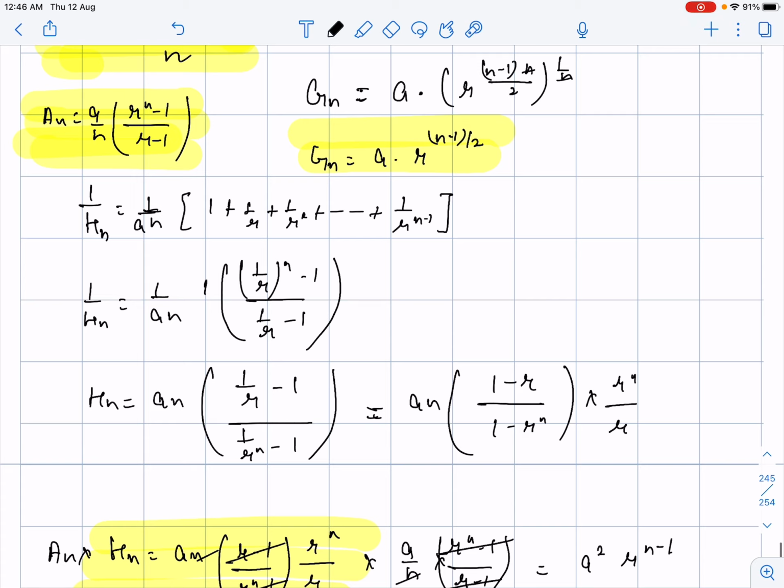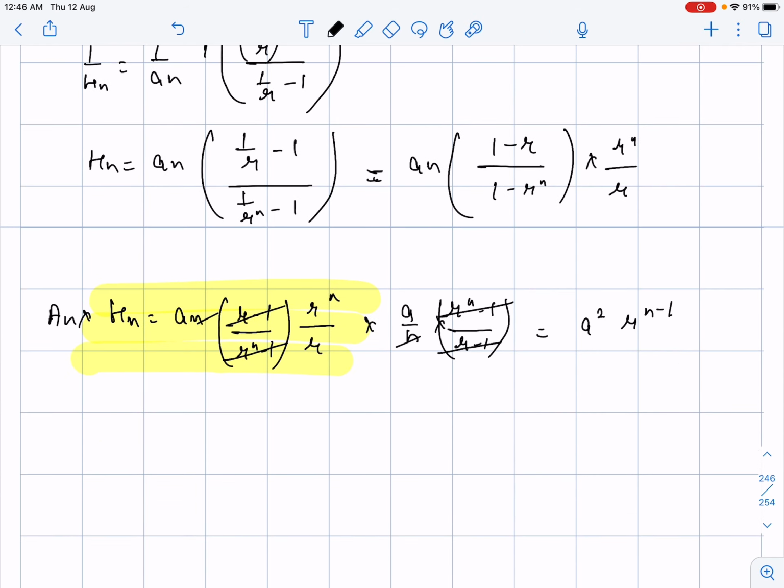And guys, we can easily see that this will be the square of gn. Gn square will be what? A square multiplied by r to the power n minus 1. So what we could write over here is gn square is equal to an multiplied by hn. This is a very important relation.